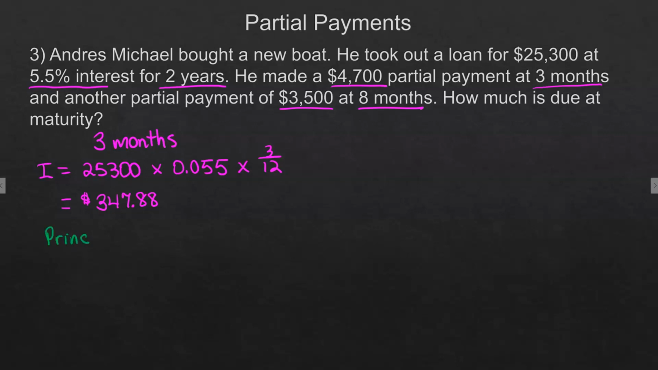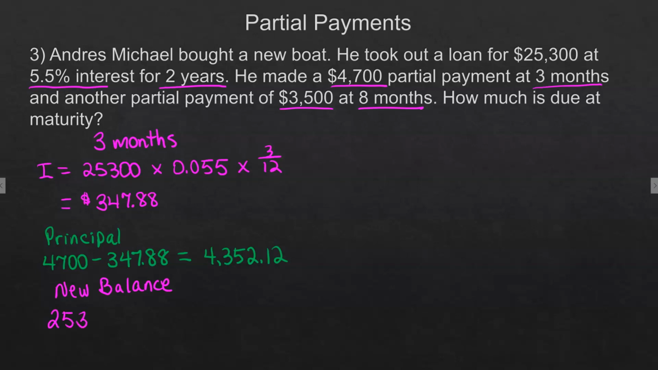The amount of the payment that's going to go toward the principal is going to be the $4,700 payment minus the interest, and then that gives us the amount that's going to go toward our balance. Right? So this amount, the $4,352.12, that's the amount that reduces our balance. So the new balance will be the amount of the original loan, $25,300, minus the principal, and so the balance on our loan now is $20,947.88.